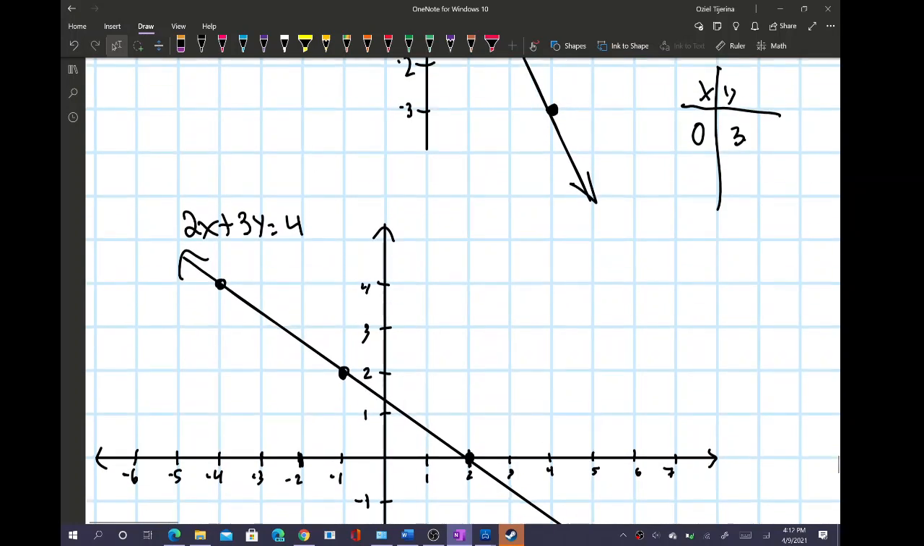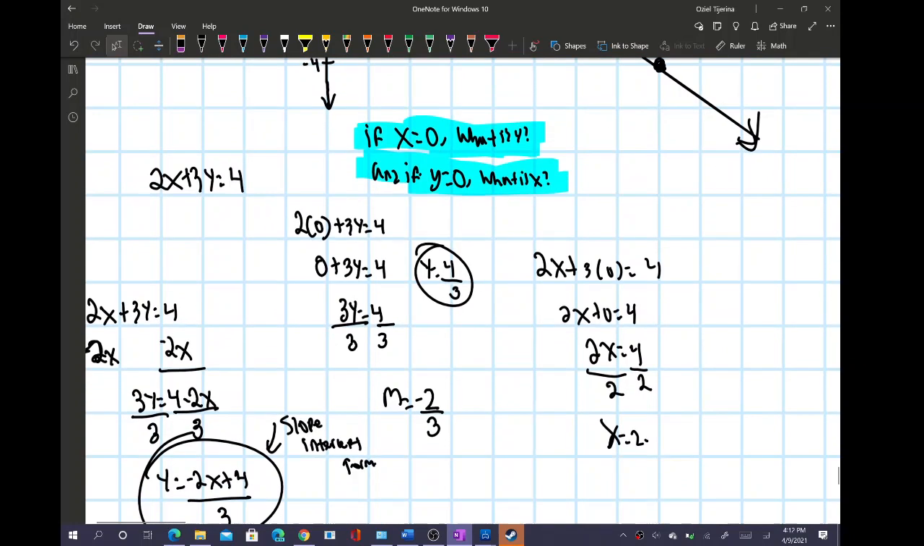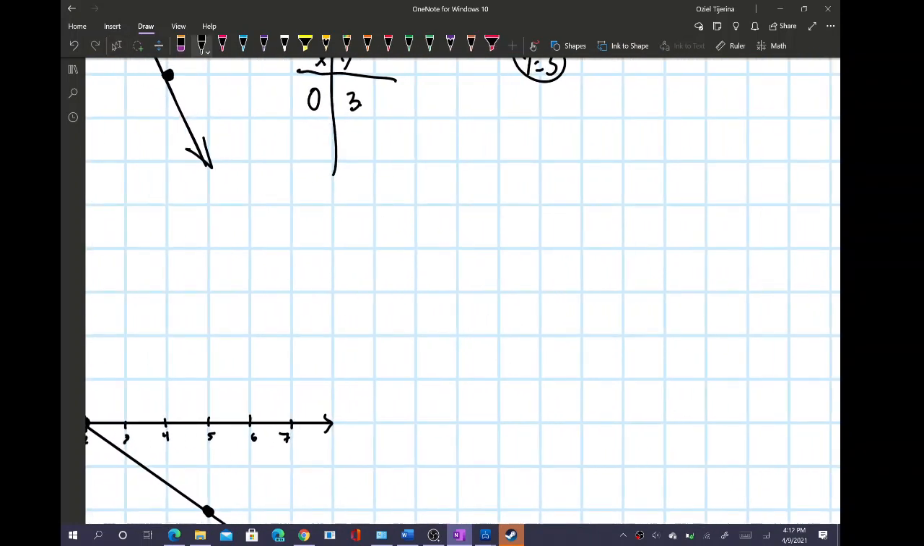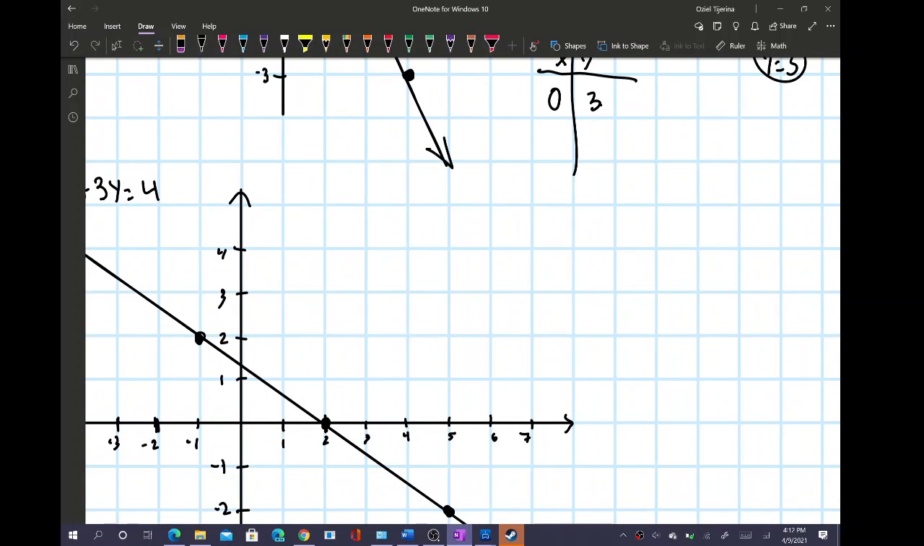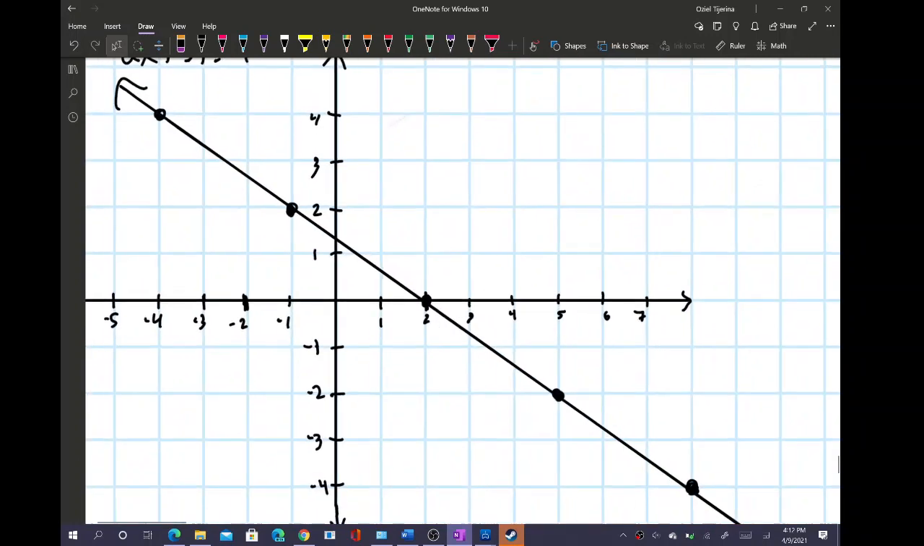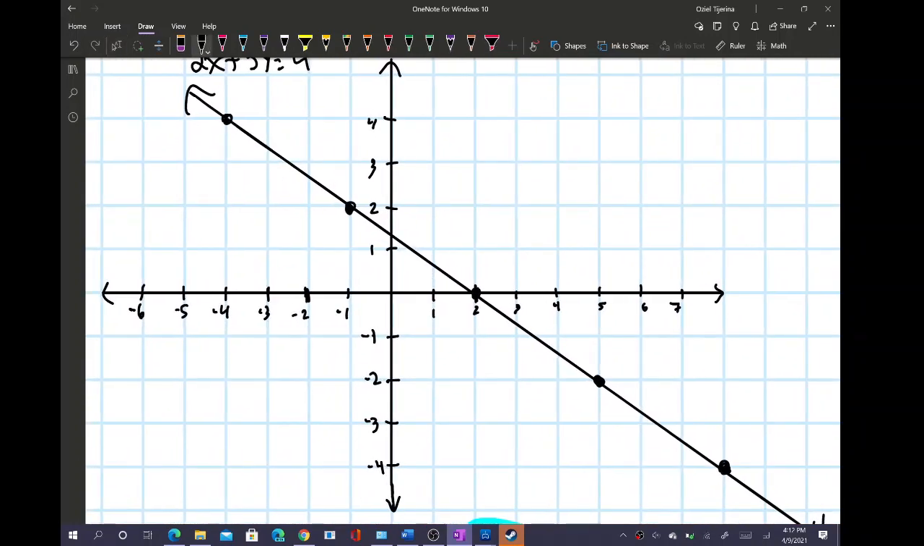Now if you did something like this, or if it's equal to some random number like 9, then you kind of have to play around with it until you finally find an x and a y that are whole numbers, and then you use that coordinate. So for example, here we got 2 comma 0.